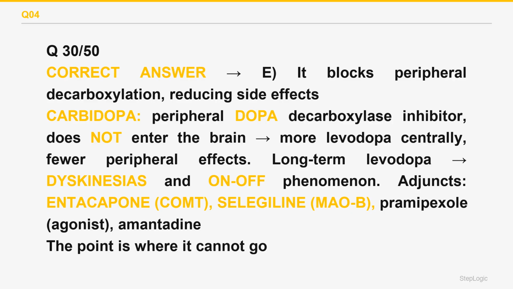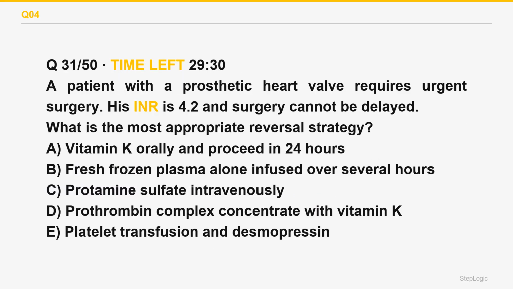If you see a combination drug in Parkinson's disease, ask which side of the barrier each agent works on. What is the most appropriate reversal strategy? A patient with a prosthetic heart valve requires urgent surgery. His INR is 4.2 and surgery cannot be delayed. Read the command. The reversal strategy. Urgency determines which reversal agent is appropriate, and the anticoagulant determines which one works at all.